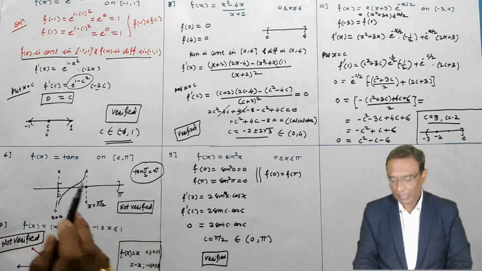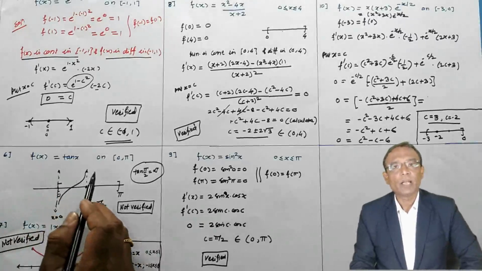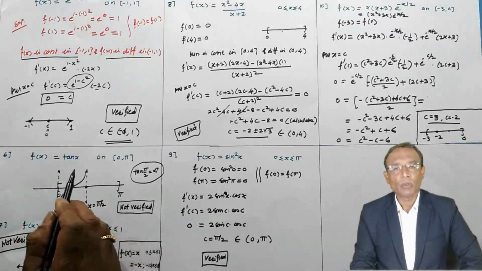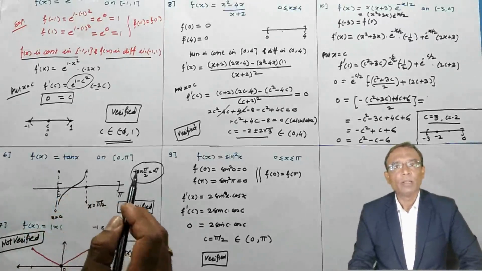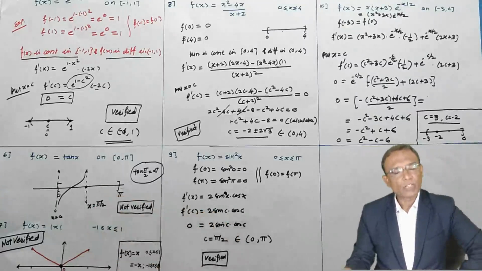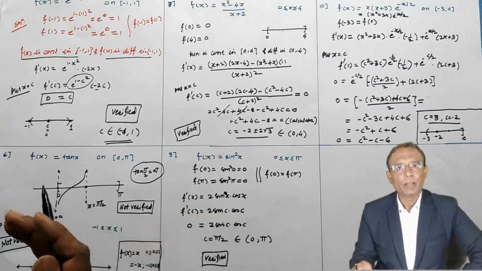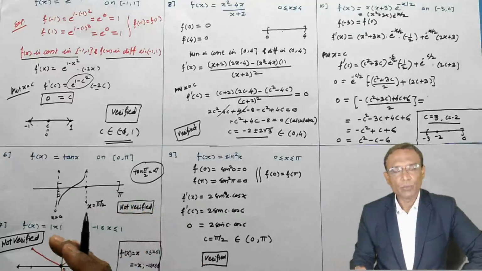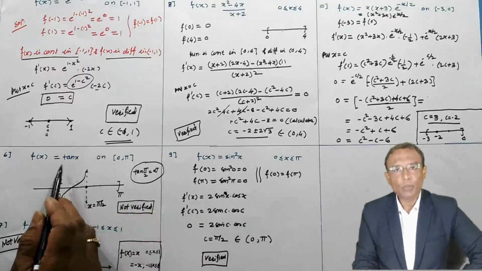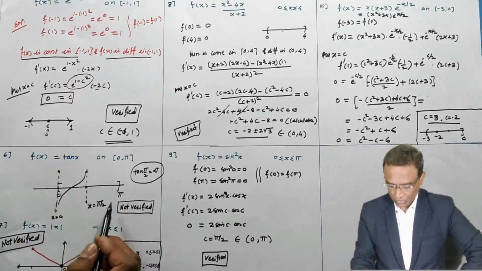Okay, in an online examination, the question may be asked like this: the following function does not satisfy the conditions of Rolle's theorem, and some functions will be given, and the rest of the functions will satisfy Rolle's theorem. And if tan x is one of the options, then you can select tan x, because tan x does not satisfy Rolle's theorem.